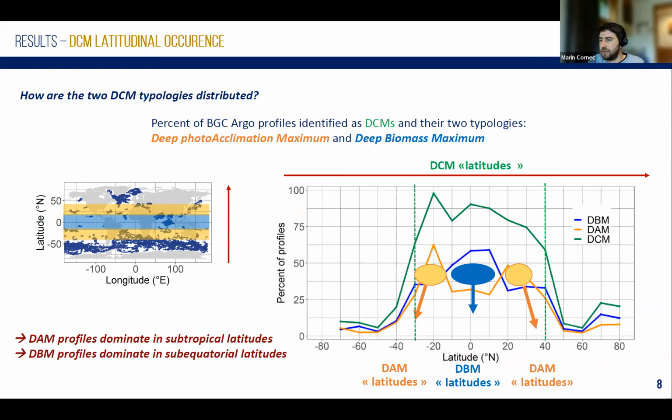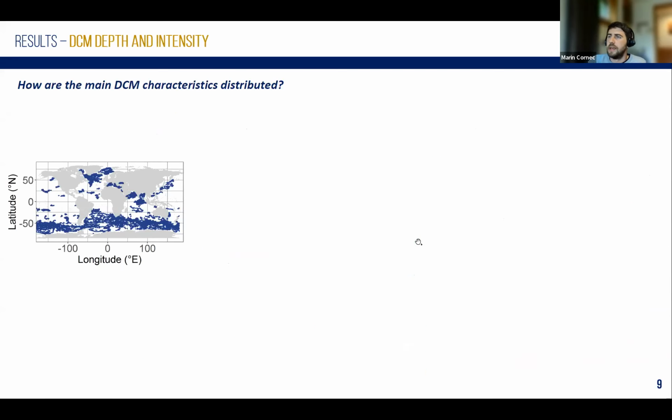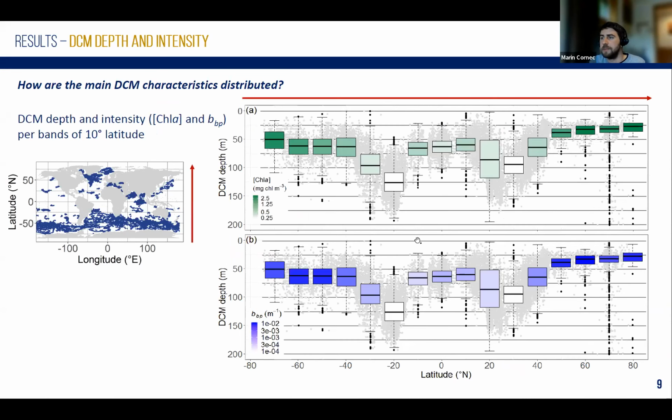by deep photoacclimation maximum. We then looked at the global distribution of the main DCM characteristics, the DCM depth and DCM intensity. For this, we computed, per band of 10 degrees of latitude, the depth of the DCM, which corresponds to the vertical axis of both panels. In color, on the first panel, you have the intensity of the chlorophyll A at the depth of the DCM, and on the panel below, the value of the BBP, also at the depth of the DCM.